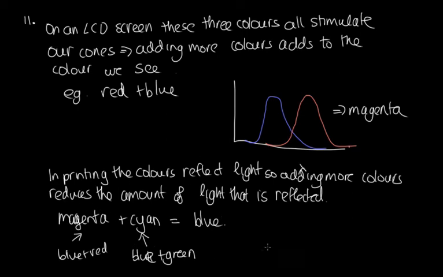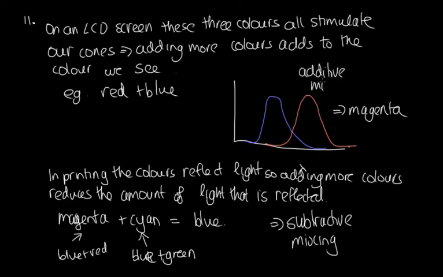In this case, we've got what's called subtractive mixing, as it's only the colours in common that are reflected, whereas this is called additive mixing, as when we add more colour, then we see more colour. So if we were to use all three colours on an LCD screen, it would look white. If we were to use all three colours in printing, it would look black, as very little light would be reflected.